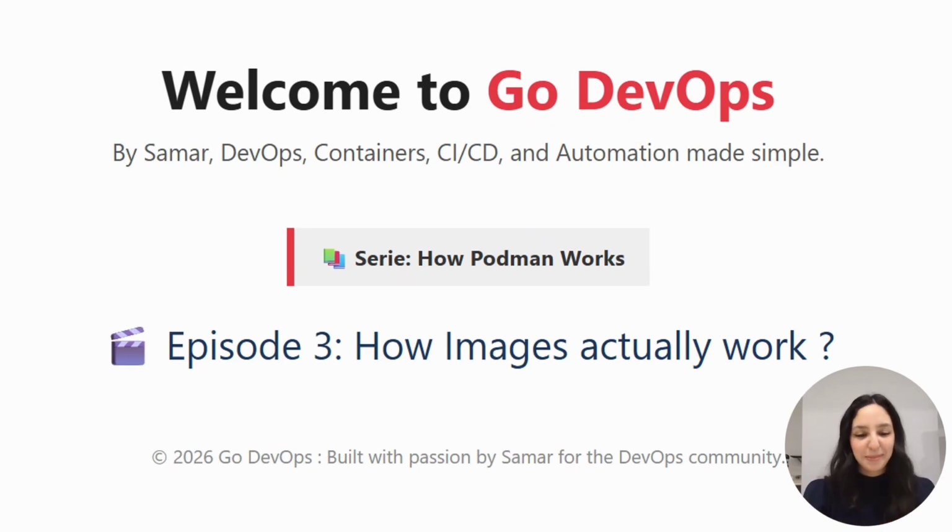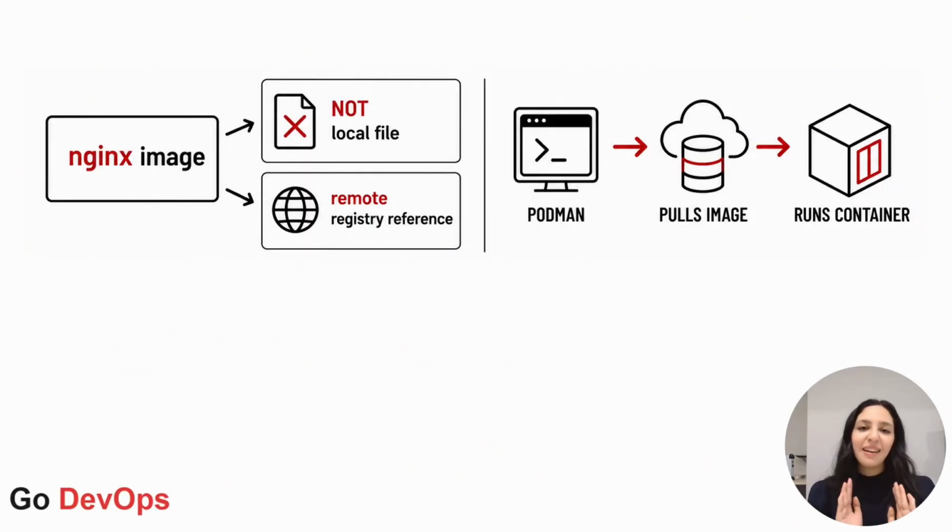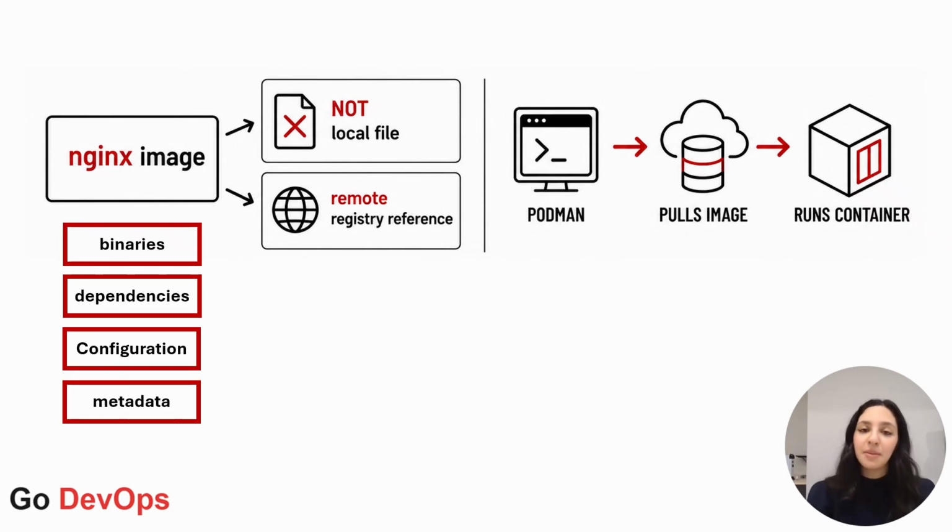So let's start. In Podman, a container image is a packaged file system that contains everything needed to run an application. So binaries, dependencies, configuration, and metadata. But unlike a simple file you download, Podman treats images as references that come from registries. So when we say Nginx image, we are not talking about something local on our machine. We're talking about something that usually lives remotely in a registry, and Podman fetches it when needed.